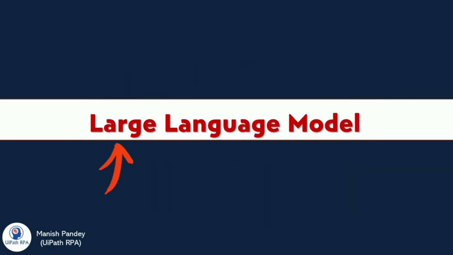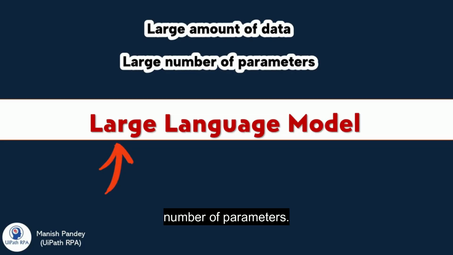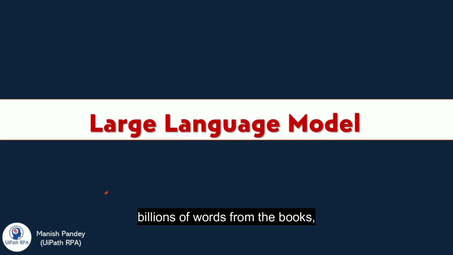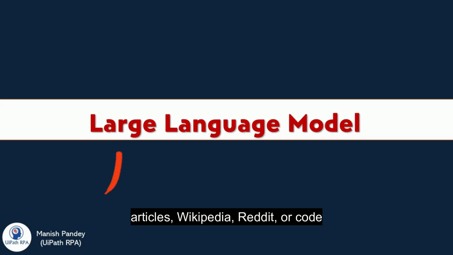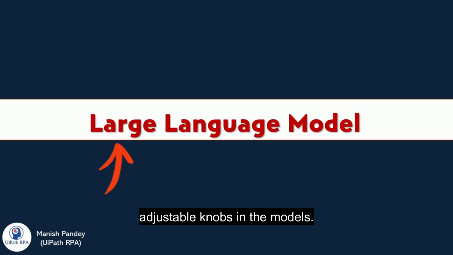We have large. The word large refers to two things. First, a large amount of data, and second, a large number of parameters. A large amount of data means it is trained on billions of words from books, websites, articles, Wikipedia, Reddit, or code repositories, etc. Second, a large number of parameters. These are like adjustable knobs in the model. For example, GPT-4 has over 1 trillion parameters, and more parameters equal deeper understanding.